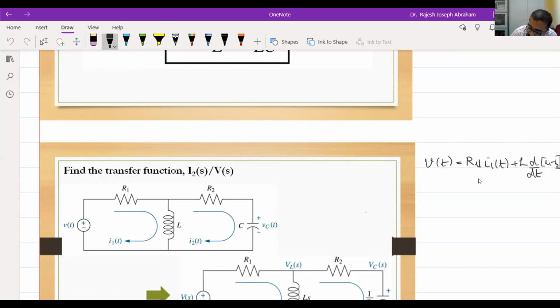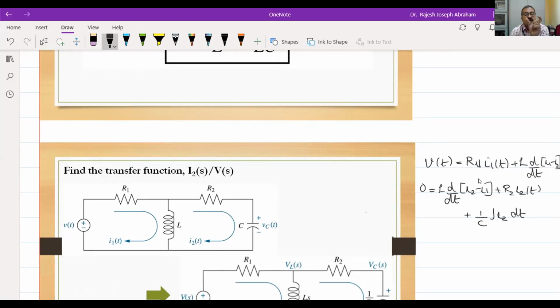Now coming to the second loop, what will you get? There is no input voltage source, so 0. 0 equals the drop in inductance L, which is L into d by dt of I2 minus I1, plus the drop in R2, which is R2 into I2 of t, plus the drop across capacitance, which is 1 by C integral I2 dt.